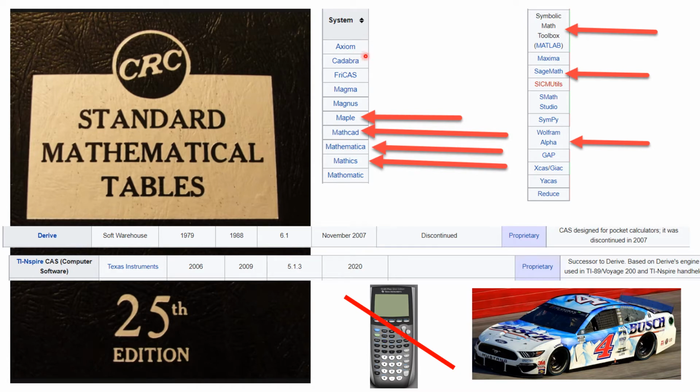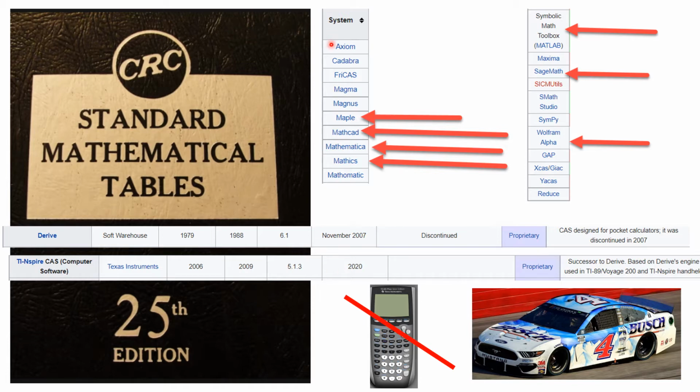I've also used a whole bunch of computer algebra systems. And by the way, Derive, when it was discontinued, was actually owned by Texas Instruments, and Texas Instruments used it in their calculator products, and in fact this became TI-Nspire by Texas Instruments, and this is the successor to Derive. And the last stable version of this was in 2020, at least according to the Wikipedia page where I got this information.